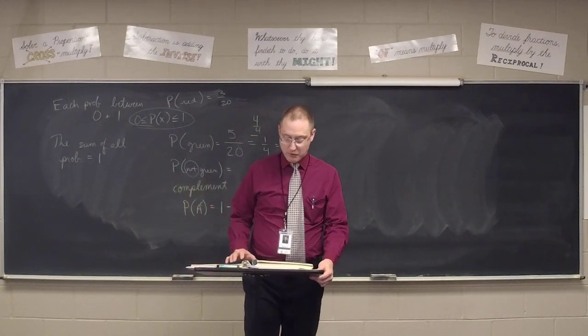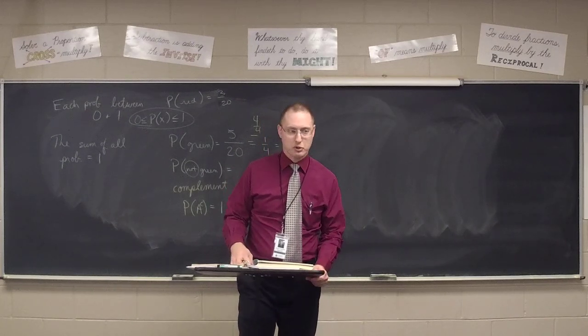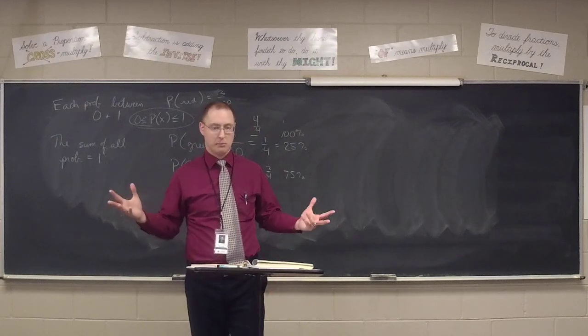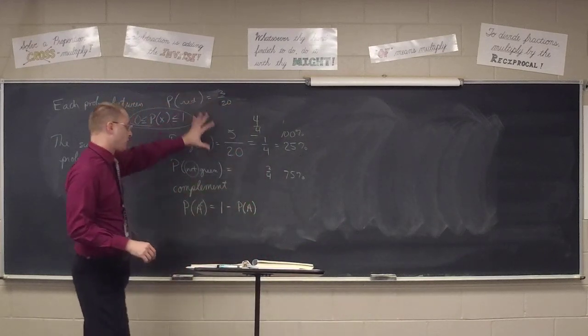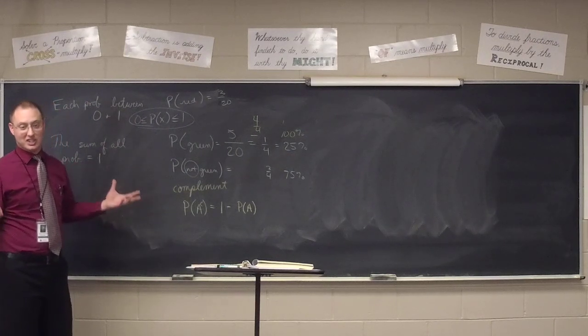Here's a term I didn't give you yet, so I'm going to get this down. The name for the group that includes all possible outcomes is called the sample space. The sample space, kind of a technical term, but it's all the possible outcomes. The 20 candies in the bag would be your sample space. The 12 possible answers she could give you is the sample space.